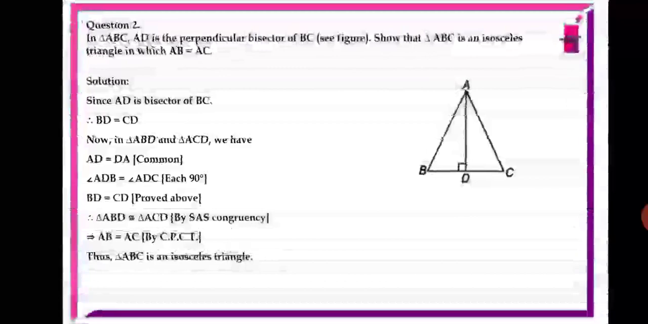BD equal to CD, just now we proved above. Therefore, triangle ABD is congruent to triangle ACD by side angle side congruency. If ABD and ACD are congruent triangles, then AB equal to AC, they are corresponding parts of congruent triangles. Thus, triangle ABC is an isosceles triangle because two sides of the triangle are equal.